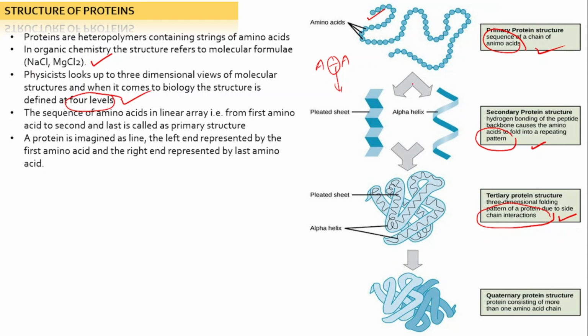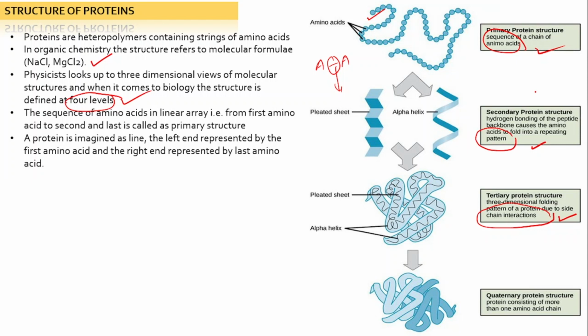Whereas in secondary protein structure, that is alpha helix and pleated beta sheet shape, we have hydrogen bonding of the peptide backbone, which causes the amino acids to fold into a repeating pattern. Whereas in tertiary structure, we have three-dimensional folding. In secondary structure, it maybe folds only one or two times.